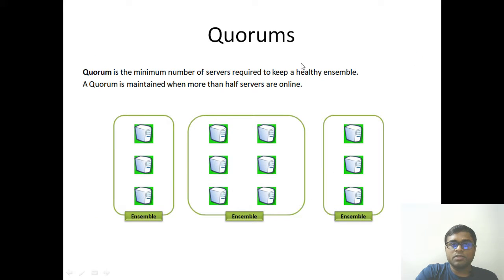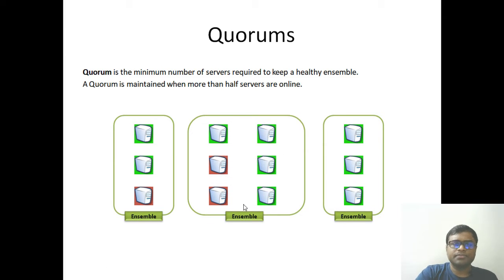Now, what exactly do quorums mean in Zookeeper? As we have seen in the previous diagram, an ensemble is a group of servers. Quorums are a minimum number of servers required to keep a healthy ensemble, which means how can we keep these services running in a proper way? To maintain a proper quorum, we need to have at least half of the servers online. Let's say there are three servers. To maintain a healthy ensemble, we need more than half of the servers to be online. So in this case, at least two servers should be online. If one fails, the quorum will still be maintained.